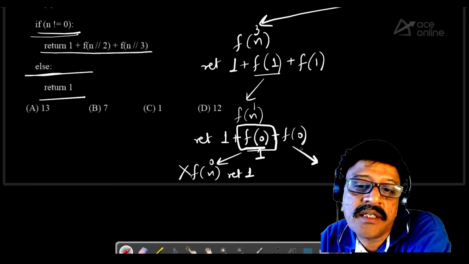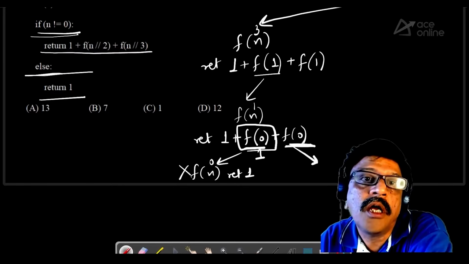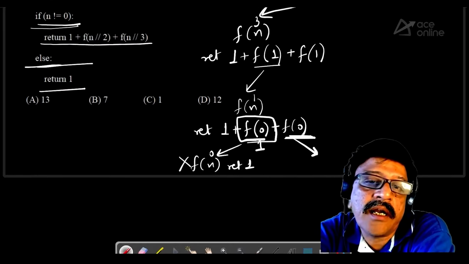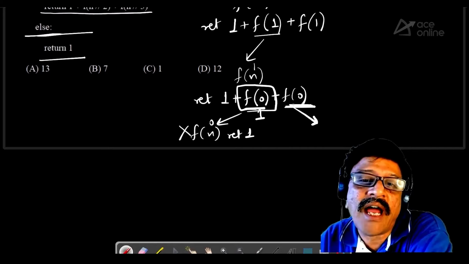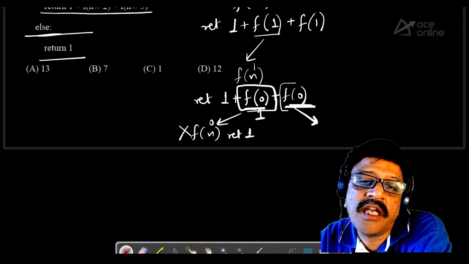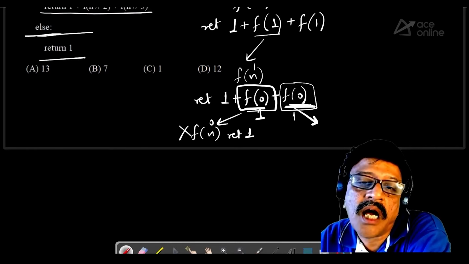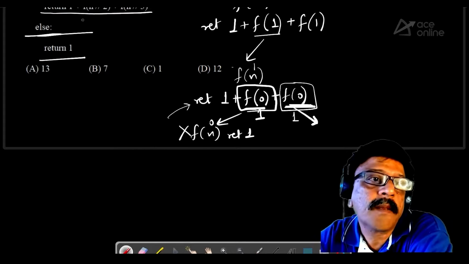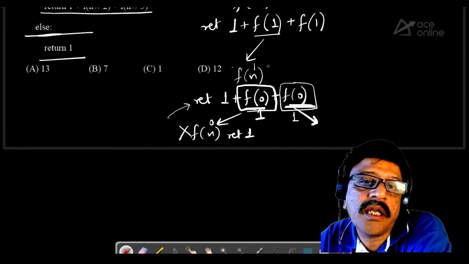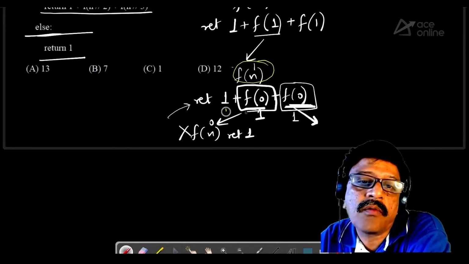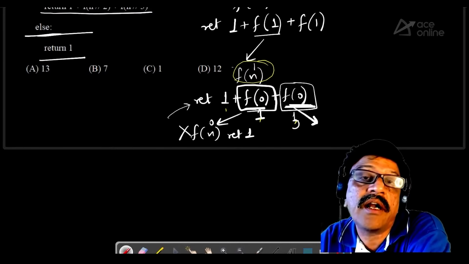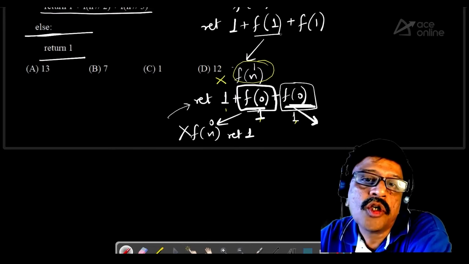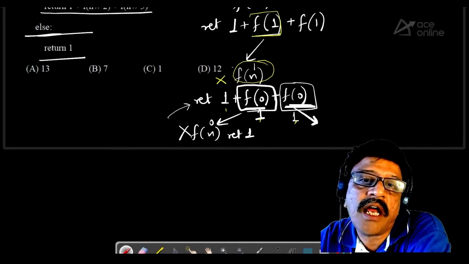Obviously this is also a recursive call, f(0). It will also get called, isn't it? But you don't have to evaluate it. f(0) anyway you know is 1. Now, we are returning to f(1). f(1) will now calculate 1 plus 1 plus 1 and return 3, and it will end. So f(1) has got evaluated to 3.